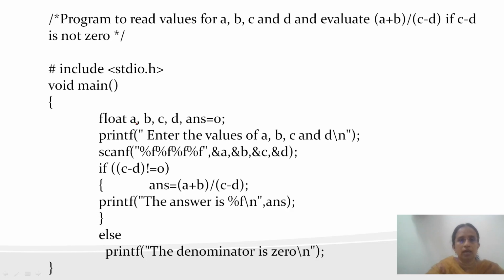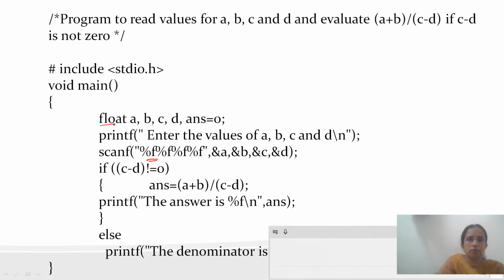And we are reading a, b, c, d. We are setting these as floating point numbers, and also the answer. We initialize the answer as 0. Okay, actually this is not necessary. This way we can set the value 0 to answer. Then printf enter the values of a, b, c and d. We have declared this as a floating point number, so we have to write percentage f here. This is a floating point number, so this also is percentage f. Okay, and a and b and c and d.